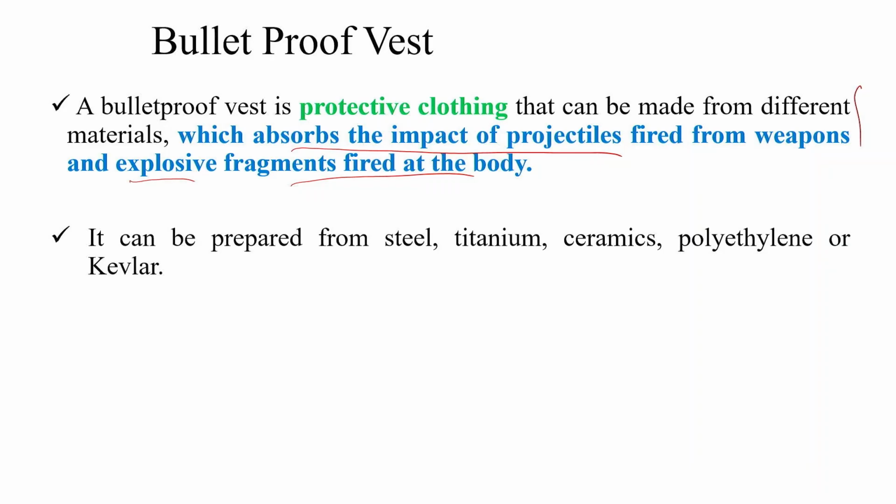It can be prepared from steel, titanium, ceramic, polyethylene, high performance polyethylene, or aramid. So, different types of fibers or different types of materials can be used. Steel, titanium and ceramic we can use for hard body armor.